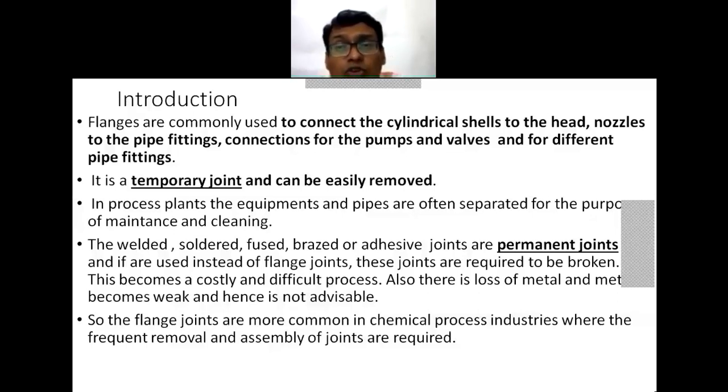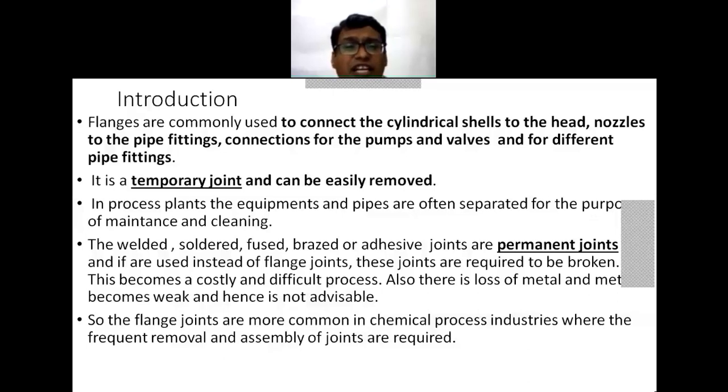Then not only for the cylindrical shell and the head, there are also different nozzles available on the cylindrical shell, and we are going to connect different pipes to this cylindrical shell or to the head. For that purpose we provide flange joints. It is also the connection between pumps, valves and different types of fittings. And this is purely a temporary joint, so that it can be very easily and conveniently removed and replaced.